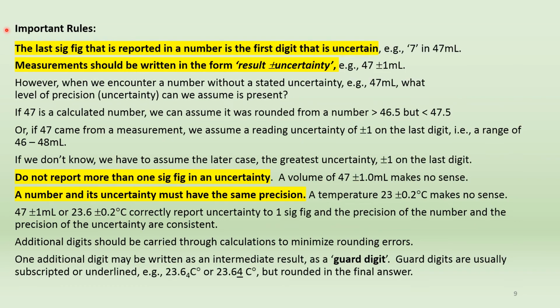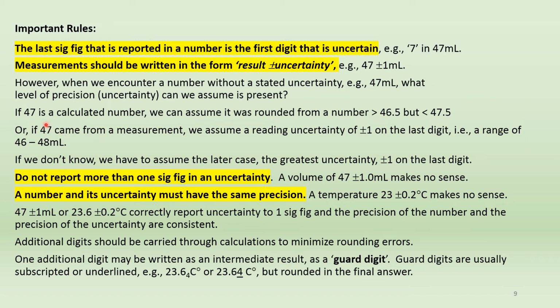All right, let's summarize and state some important rules. We've seen that the last sig fig that is reported in a number is the first digit that is uncertain. So the 7 in 47 is the last sig fig that's reported, and it's the first digit that is uncertain. We've seen that measurements should be written in the form result plus or minus an uncertainty, such as 47 plus or minus 1 mil. However, when we encounter a number without a stated uncertainty, say for example we just read the number 47 mils, what level of precision or uncertainty can we assume is present?